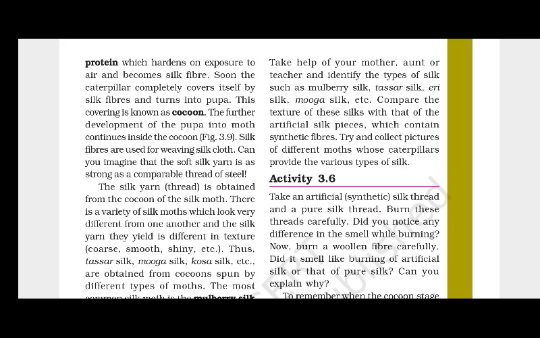Protein which hardens on exposure to air and becomes silk fiber. Soon the caterpillar completely covers itself with silk fibers and turns into pupa. This covering is known as cocoon. The further development of the pupa into moth continues inside the cocoon.